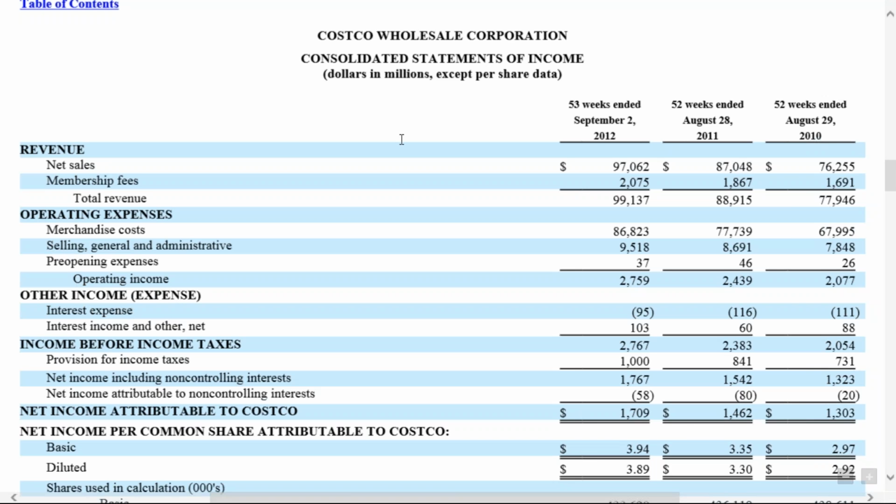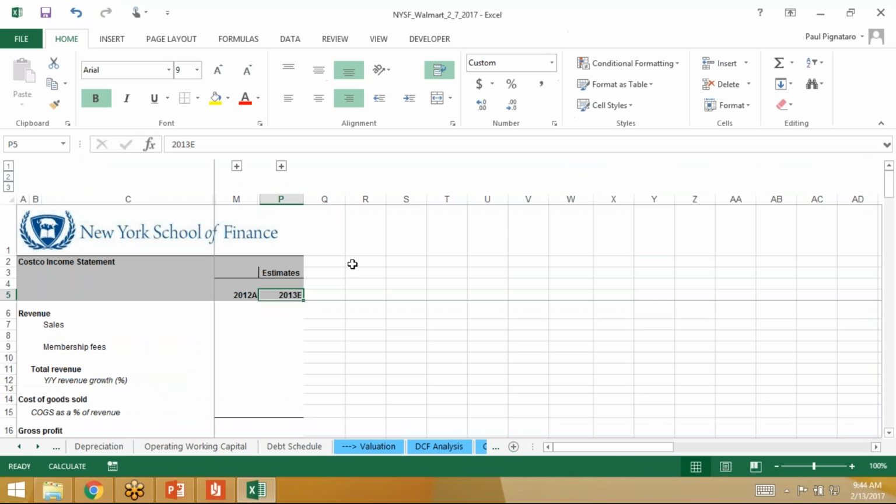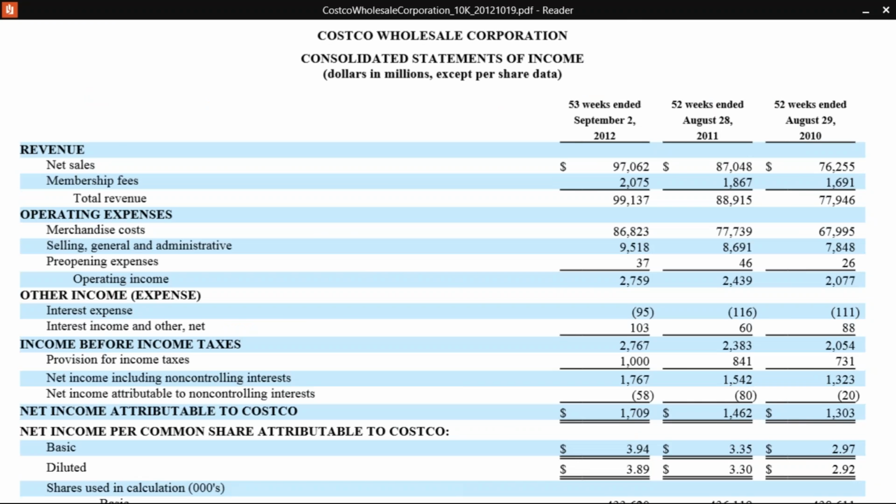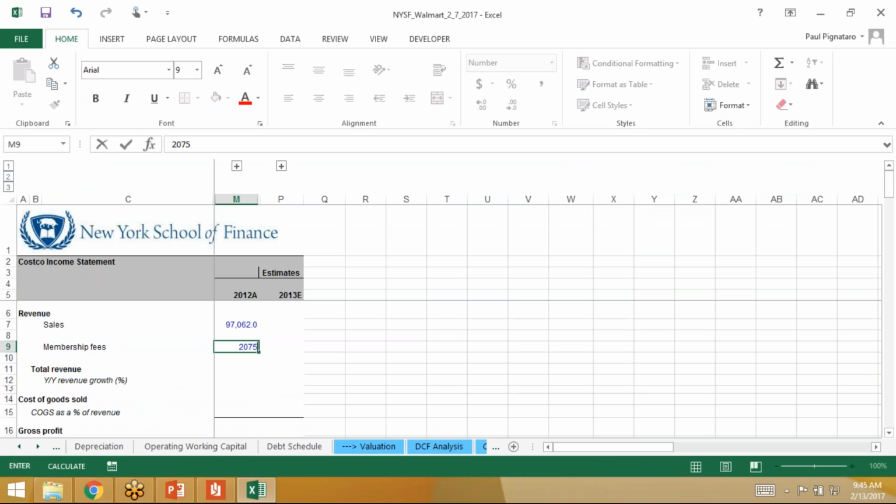Okay? So, for revenue 97062, let's just lay that out. For 2012, revenue broke it up into two pieces, 97062. I broke it up into two pieces because Walmart broke it. We broke it up into two pieces. And 2075. And total revenue is the sum of the two.